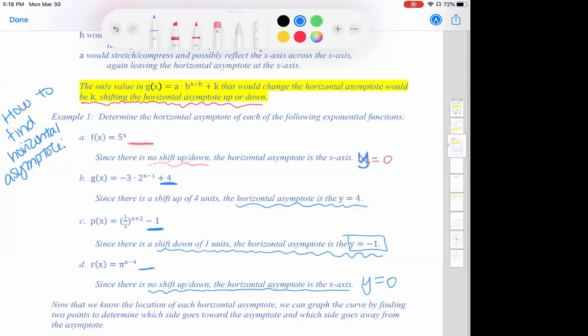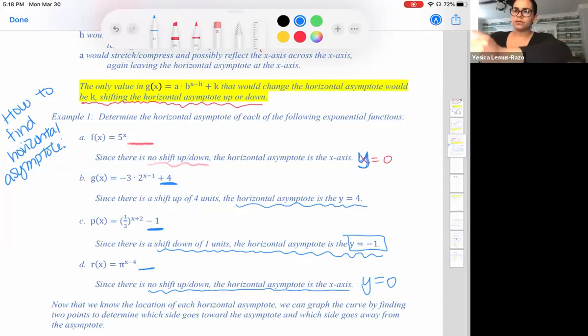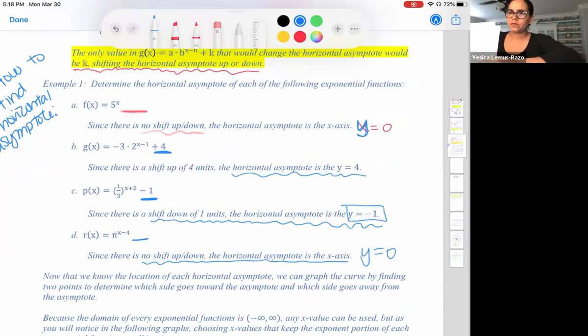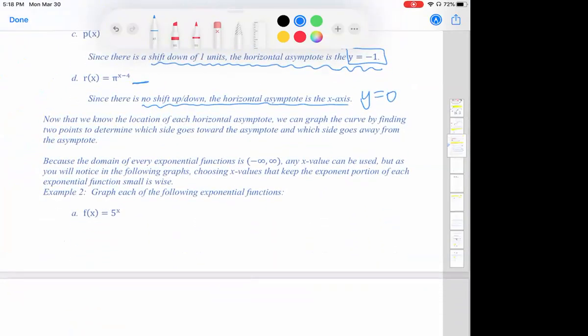That's a breakdown with some examples and some explanations. Any questions so far? All right, let's move forward.